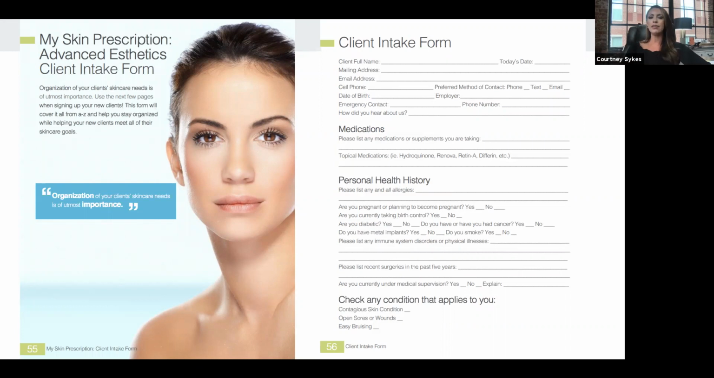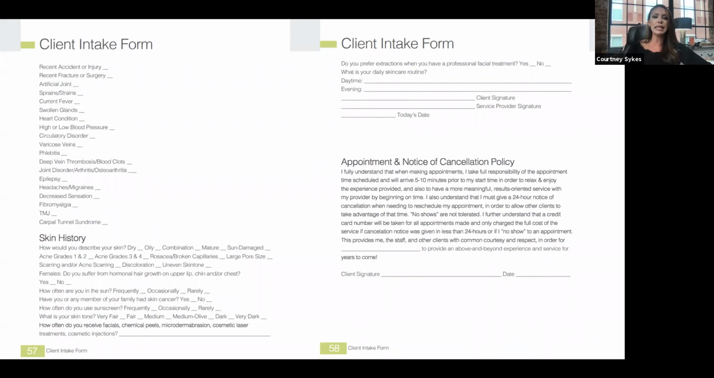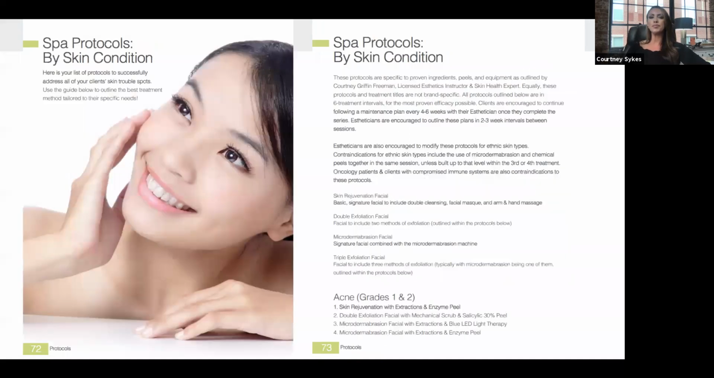But look at the intake form. Look at it again. Look at the medications you need to be looking for. That's really, frankly, right there at the top, right up under their general information. Keep in mind that is a big deal. People's personal health histories, any conditions that apply to you, skin history. Those are great things to look at and go over. And this is a very brand neutral intake form, and you can add your logo to it, make it your own, add other questions if you want. But this gives you a good guideline to go by for sure.